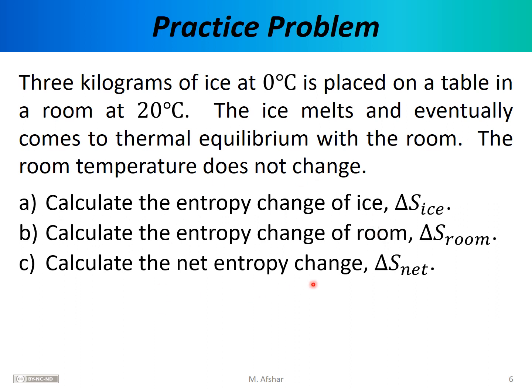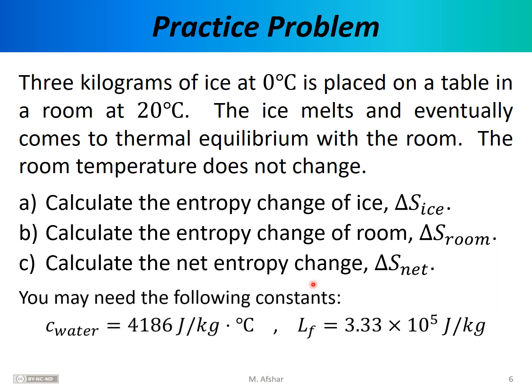the net entropy change. For this problem, you may need the following constants. The heat capacity of water is 4,186, and the latent heat of fusion for ice is 3.33 times 10 to the 5th. As usual, it helps to read the problem carefully. There's a lot of hidden information here.